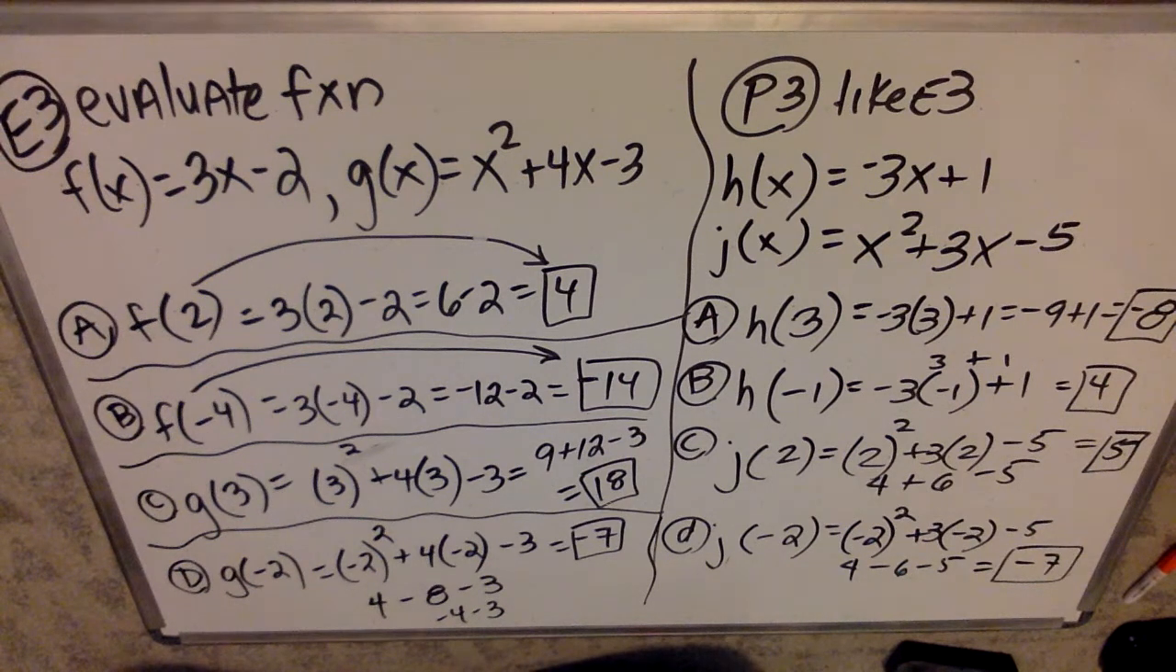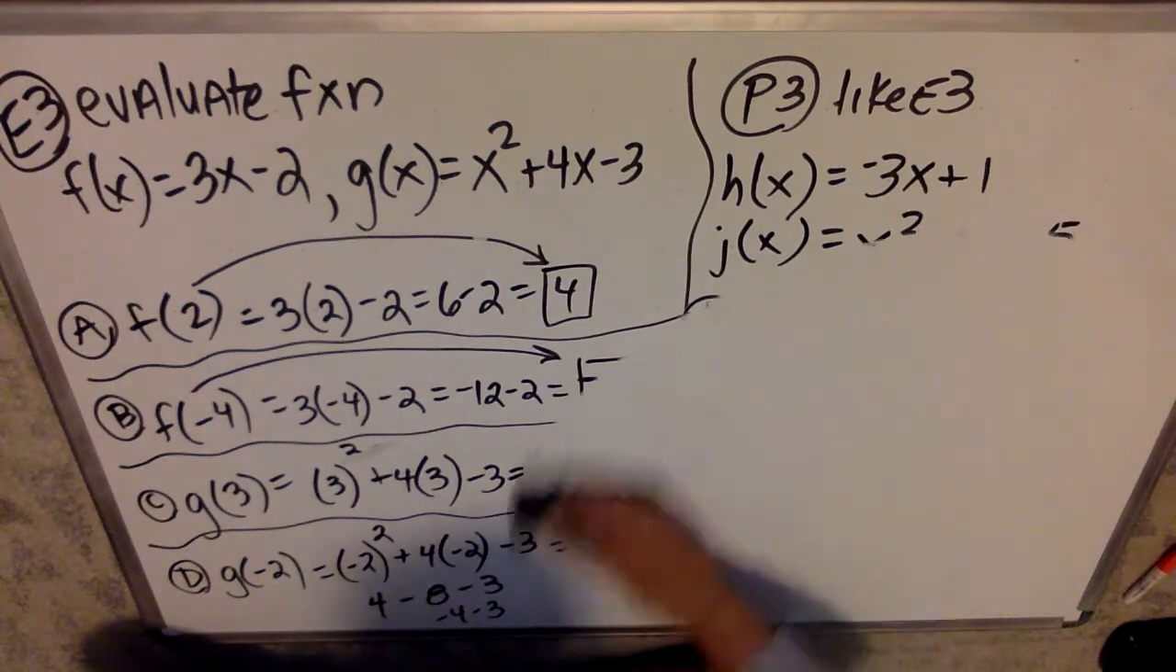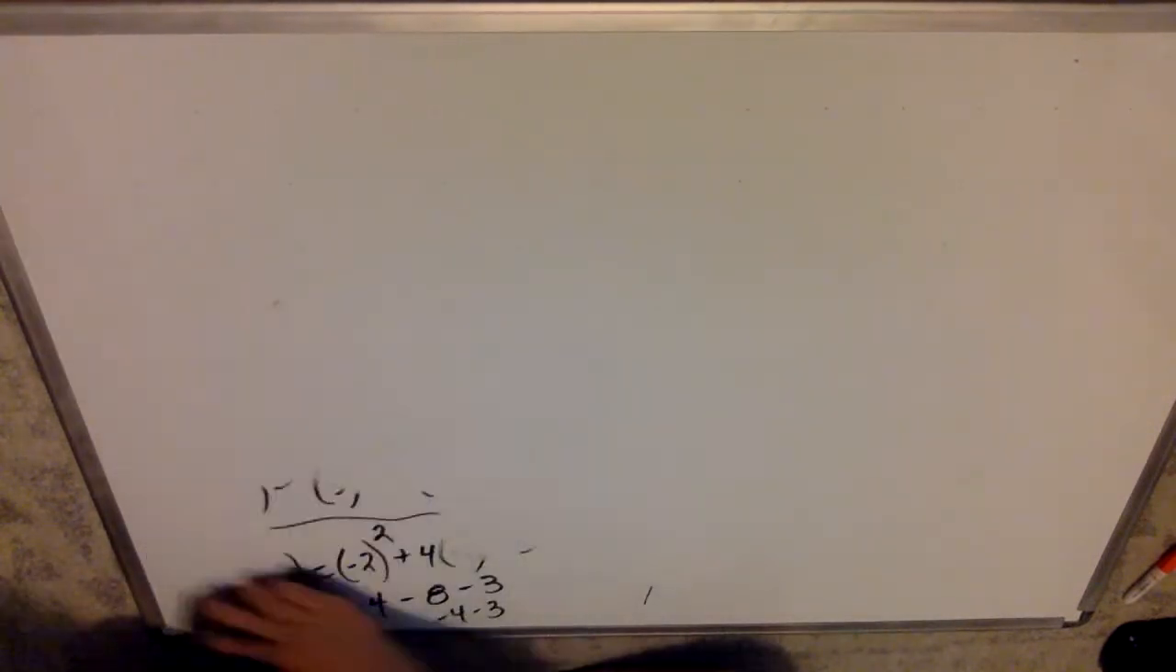Or again, if you worked left to right, you would have gotten negative 2 minus 5, which is also a negative 7. So that's our E3 and P3, okay? So that's how we evaluate functions. Most of what you see moving forward in math is going to be functions. Not everything. Certainly we do entire sections of calculus where we deal with things that are not functions, but most of what we're going to see are functions moving forward.